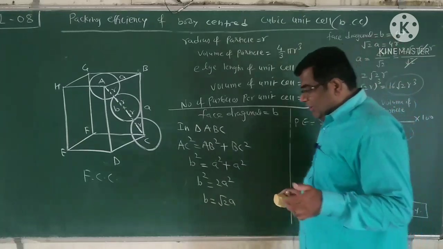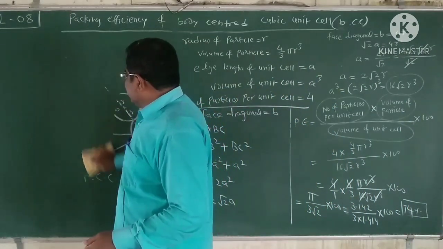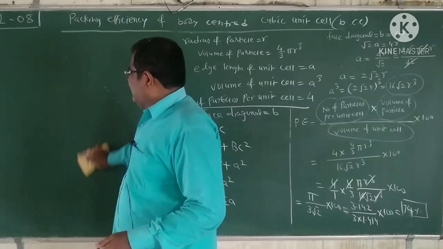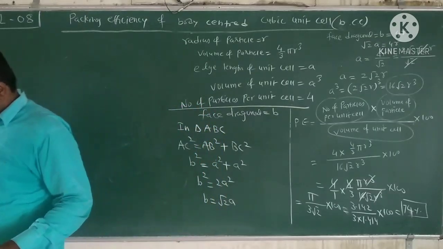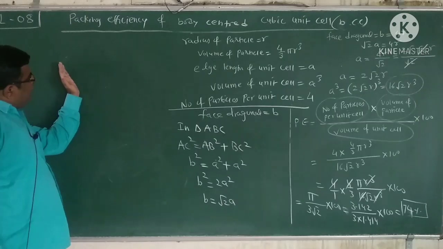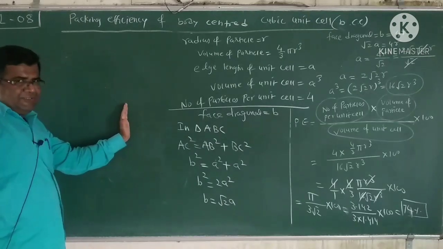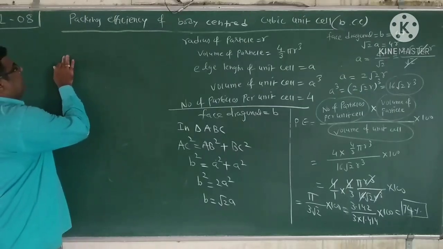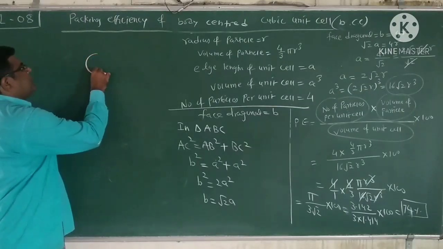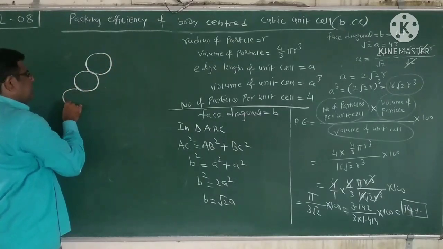BCC is nothing but body centered cubic unit cell. The diagram we need to change now. See the type of diagram I will draw here. For the face-centered diagram, we drew the spheres in a slanting position outside. For BCC, we have to draw those spheres inside the unit cell like this.